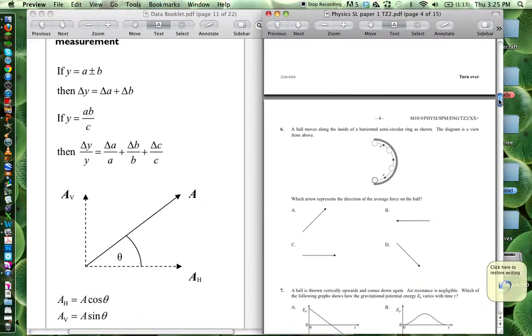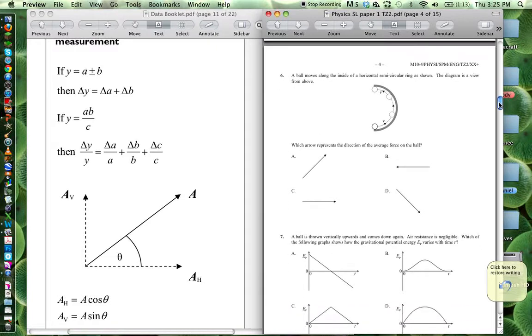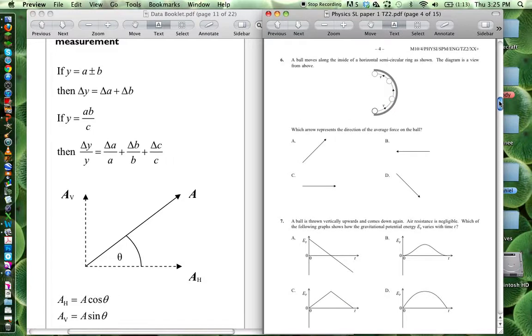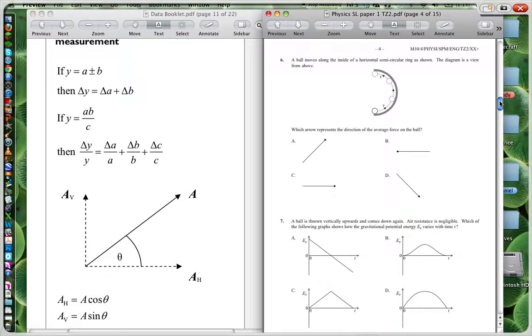Fine, going down here to this one. We look at question 6 firstly. We have a ball that moves along the inside of a horizontal semicircular ring as shown. The direction is a view from above. Which of the following best represents the direction of the average force?